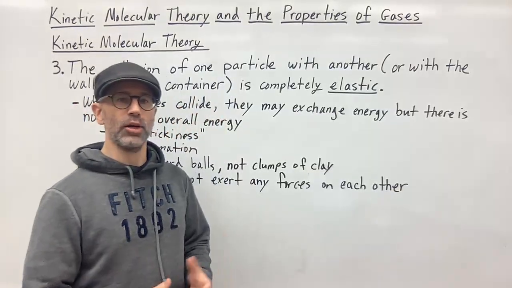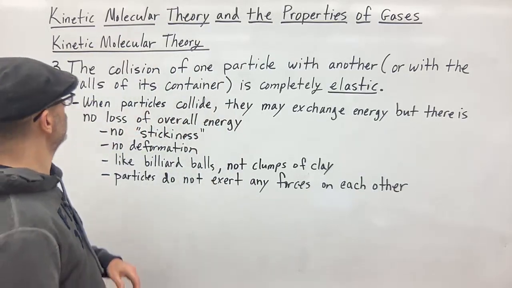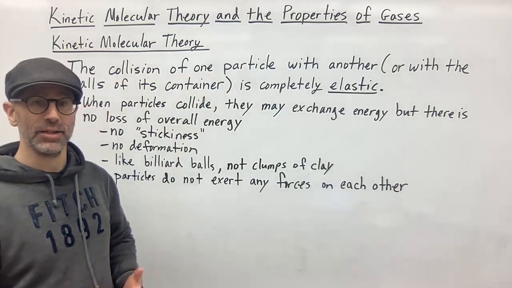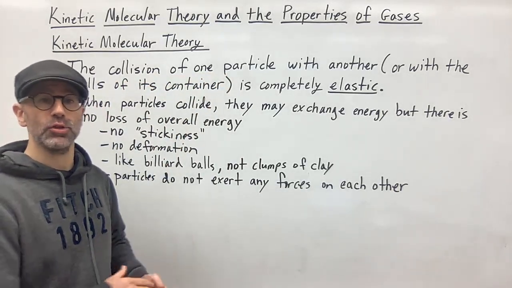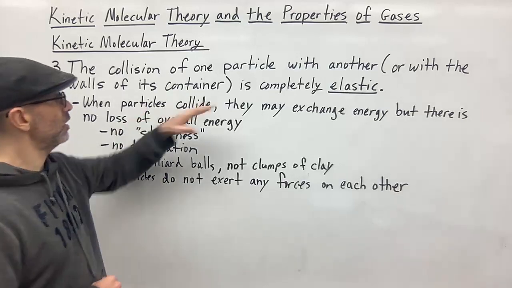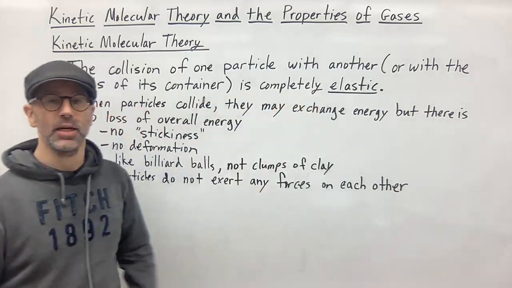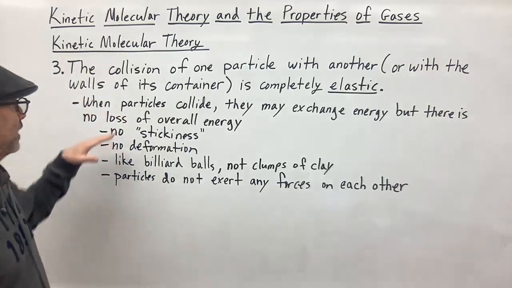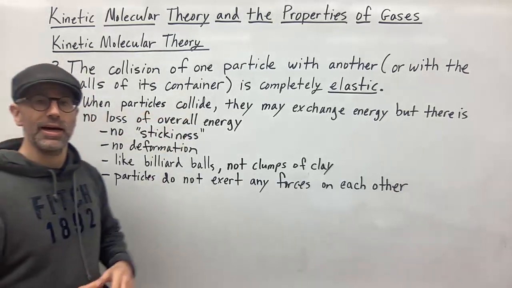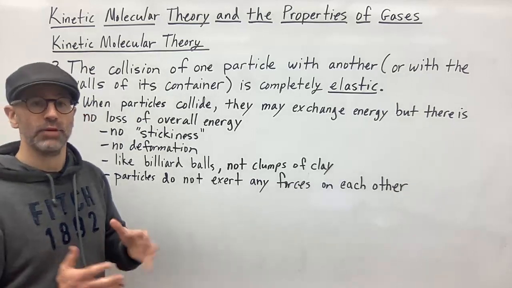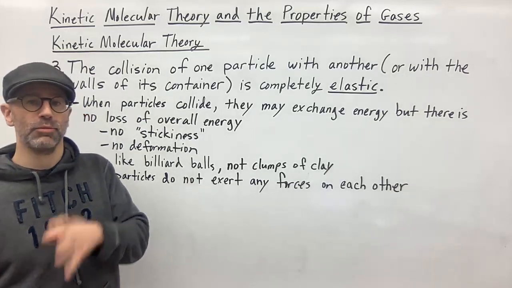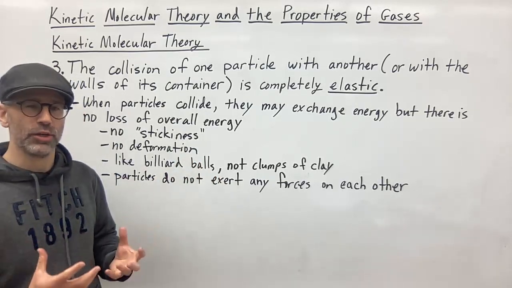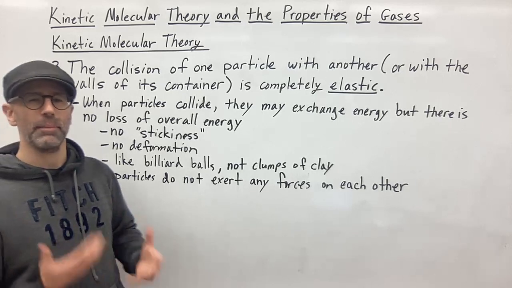Okay, so the final postulate is number 3. The collision of one particle with another, or of the particles with the walls of the container, is completely elastic. So what does it mean for collisions to be elastic? Well, what that means is that when the particles collide, they may exchange energy, right? So energy can be transferred from one particle to another, but there is no loss of the overall energy of the system. So what does that mean exactly?